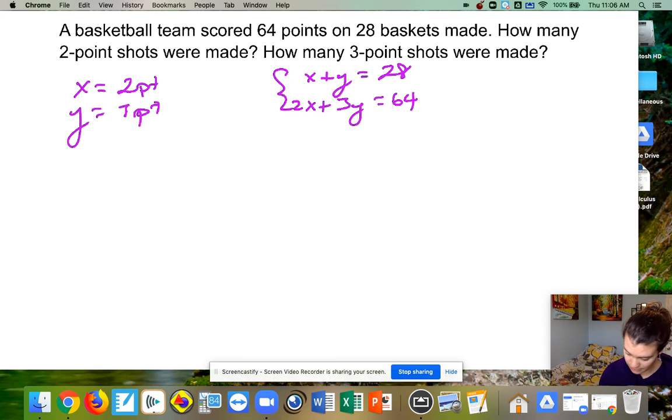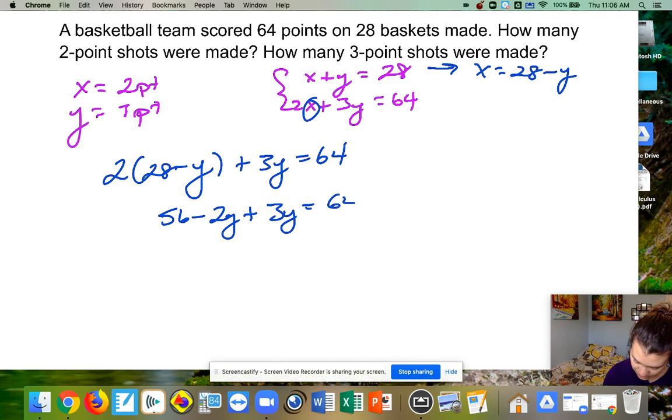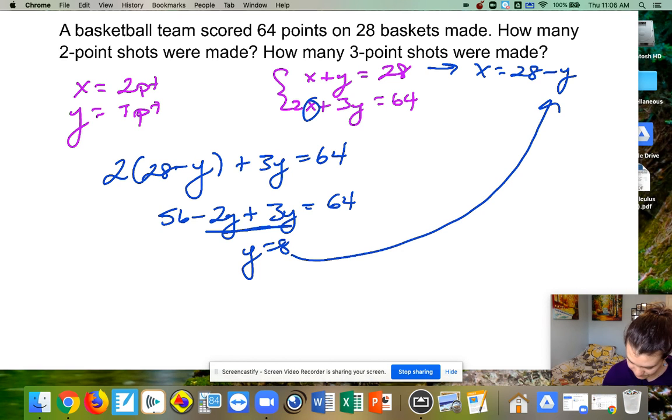I'm going to do substitution. So this is going to give me x equals 28 minus y. And we'll plug it in right here. So 2 times 28 minus y plus 3y equals 64. You'll get 56 minus 2y plus 3y equals 64. Combine these together and subtract 56 to get y equals 8. And then take that and plug it in up here. So x equals 28 minus 8, x equals 20. In context of the problem, you're going to have 20 2-point shots and 8 3-point shots.